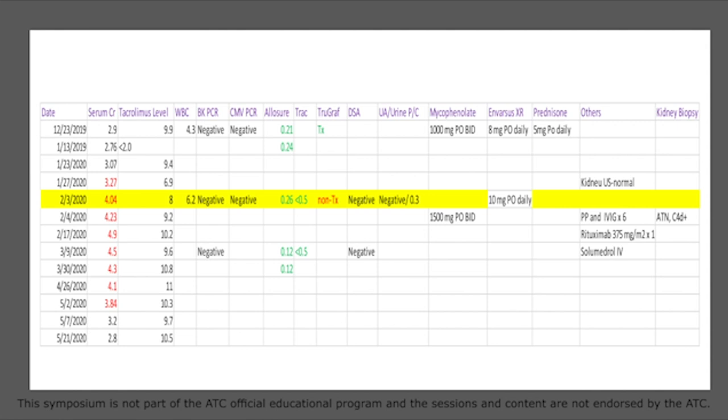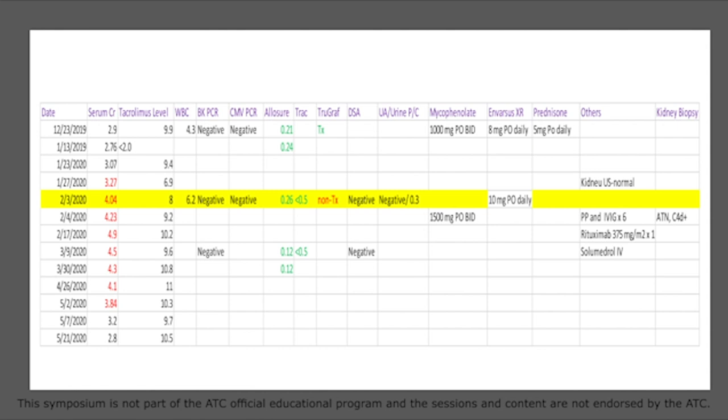As serum creatinine continued to trend up, AKI workup was ordered, which included a negative BK and CMV virus PCR, negative donor-specific antibody, a urine analysis which was unremarkable, and urine protein to creatinine ratio which was only 0.3. He also had a normal kidney ultrasound. The patient had been undergoing AlloSure serial monitoring and they were all below the cutoff. In addition, patient had a TRAC ordered at the time of his AKI as part of a study correlating the TRAC with AlloSure, and it was also below cutoff. Patient had a TruGraf result of TX a month prior, which had now become non-TX.